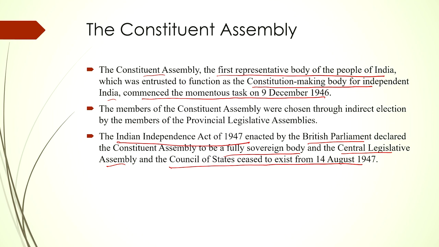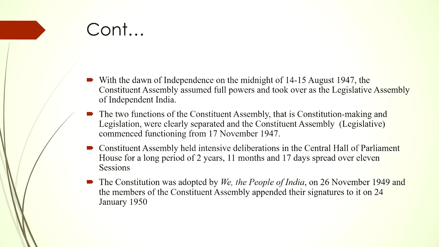In the same vein, this act also for the first time removed the Central Legislative Assembly and the Council of State, which ceased to exist from 14th of August 1947. With the dawn of independence on the midnight of 14th-15th August 1947, the Constituent Assembly assumed full powers and took over as the Legislative Assembly of Independent India. So, as I mentioned earlier, the two functions of the Constituent Assembly, that is constitution making and legislation, were clearly separated, and the Constituent Assembly as the legislature commenced functioning from 17th November 1947.